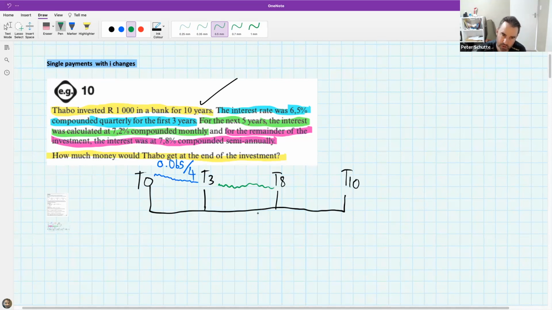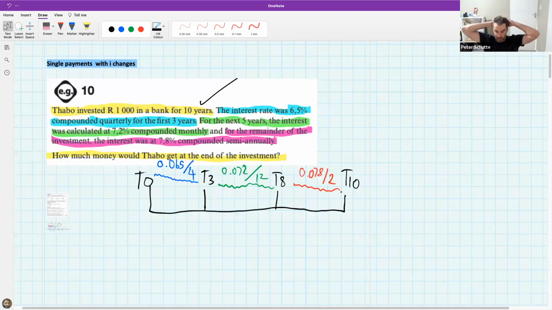Now, I want to know what is the interest rate between this time period. And following the same idea, it's going to be 0.72 divided by something. And the something is going to be 12 because it was compounded monthly. So I'm chopping the interest rate from a yearly interest rate into a monthly interest rate. So I've got the first. Now the last bit, I do a squiggly line and I say, what is the interest rate here? Well, following the logic of what we've done, 0.78. And because it's semi-annually, I'm going to divide it by 2.